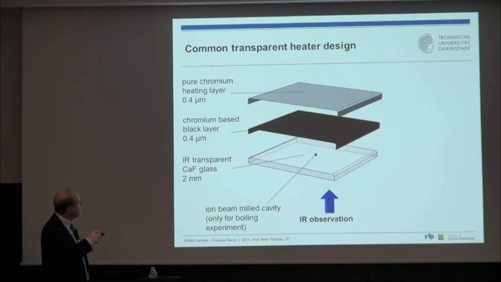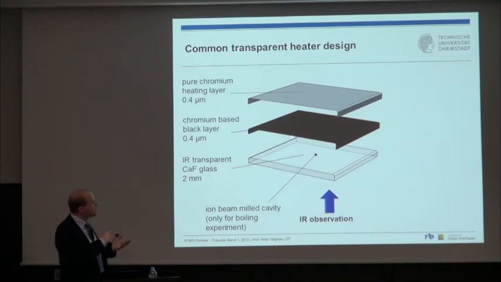Then we sputter here on top of this glass, with the help of our colleagues from material science, a 400 nanometer thick chromium-based layer which has some carbon particles inside. This gives us basically emissivity equal to 0. When we observe with the infrared camera in this wavelength range, the infrared glass is fully transparent, and then this has emissivity 1, so we see this temperature. And then we cover that again with a 400 nanometer pure chromium layer, and this is basically our heater.